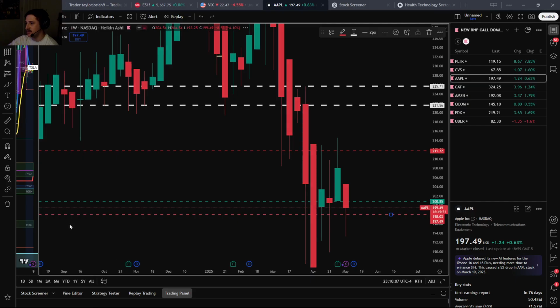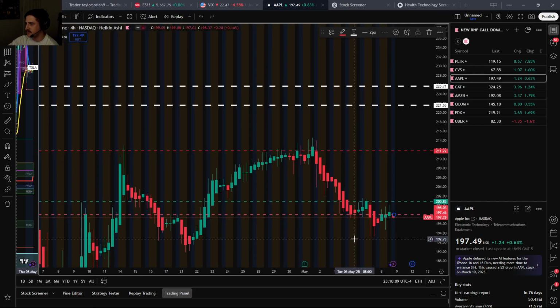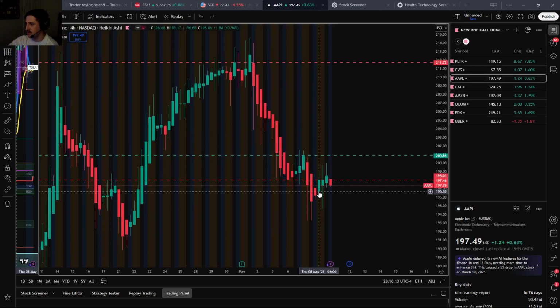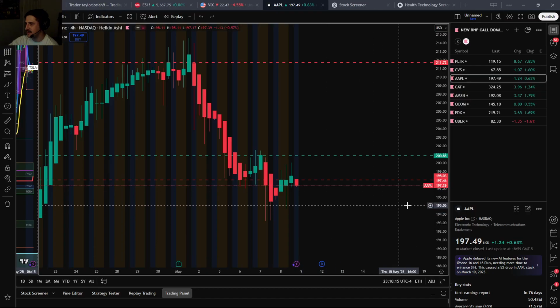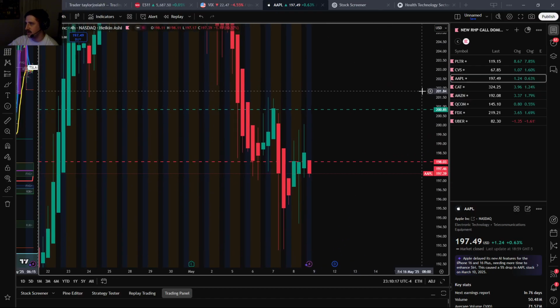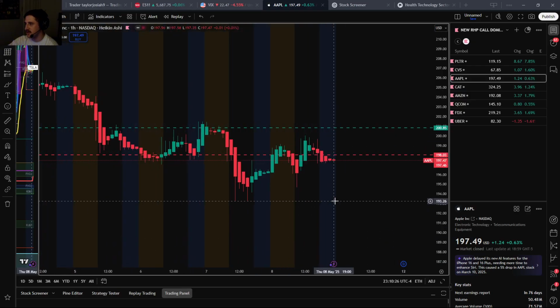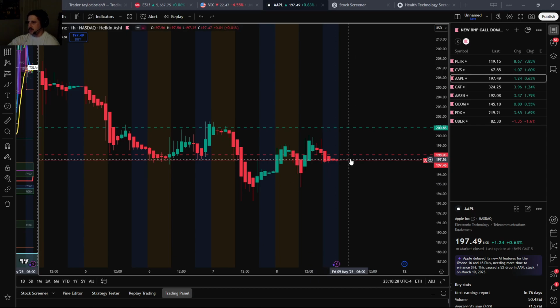And then going over to the 4-hour, we see that buyers have not stepped in. Buyers are not really present in the higher time frame. We did get a few green days and then just immediately another red day. So yeah, look for a reclaim of 198, target 200, see if we get further.